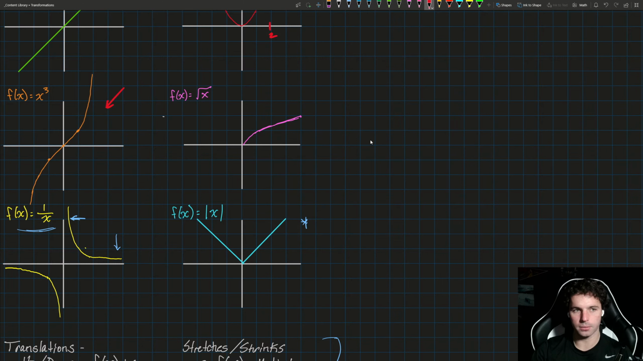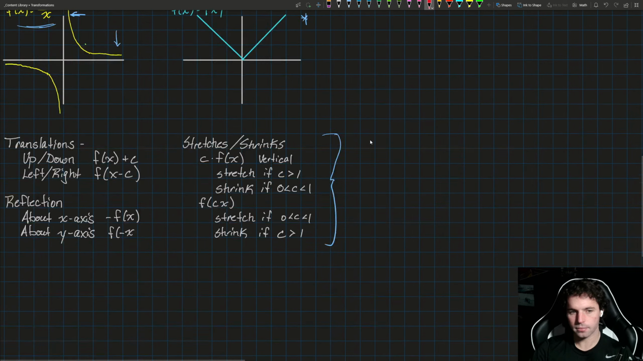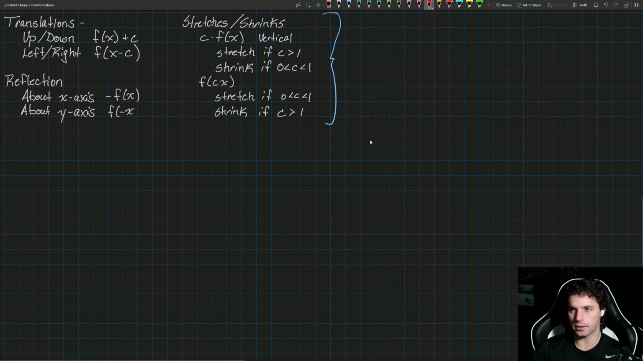Really, I just want us to be able to recognize parent functions and then be able to move them around and see what happens in terms of the function. Okay, so those are our 6. And then these are our rules. And I want to give us maybe an example here.